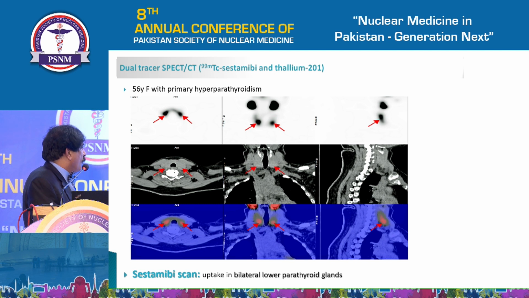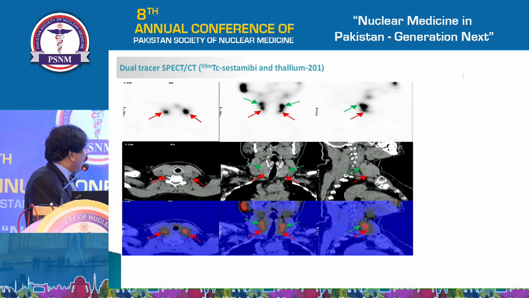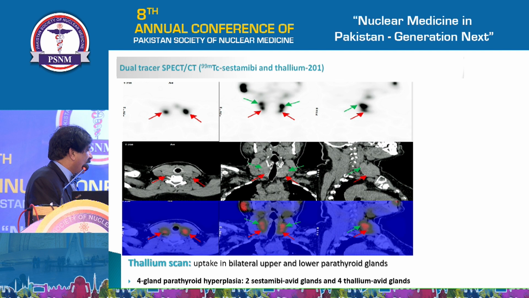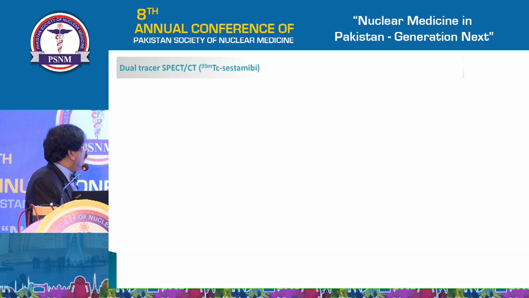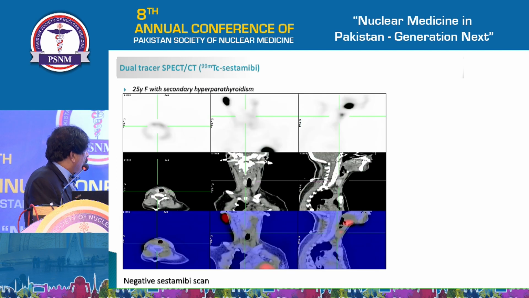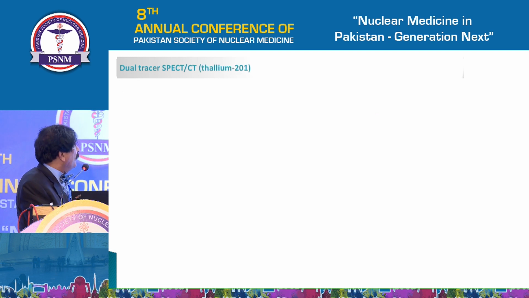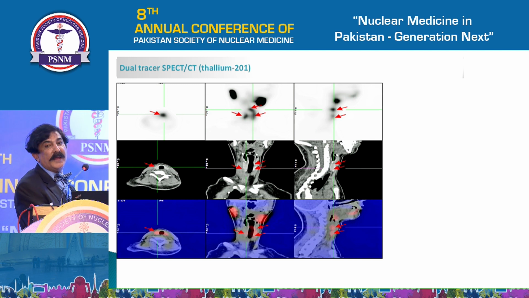Another case here, with uptake in the bilateral lower parathyroid glands, you can see on SPECT MIBI, but when you do a thallium scan, you can see uptake in 4 parathyroid lesions. So this is 4-gland parathyroid hyperplasia, with 2 MIBI avid glands and 4 thallium avid glands. Here is a case where we have a technetium MIBI scan in a patient with secondary hyperparathyroidism, which is negative. However, when you do the thallium, you see a 3-gland parathyroid hyperplasia.